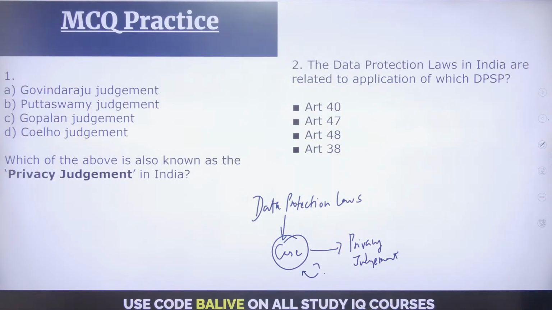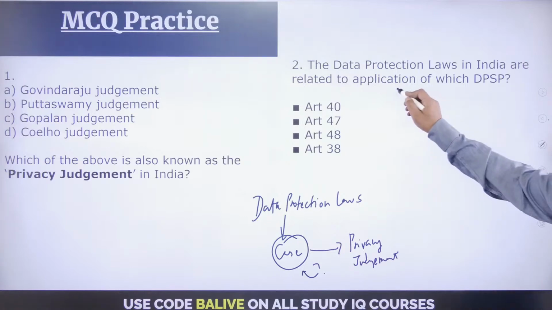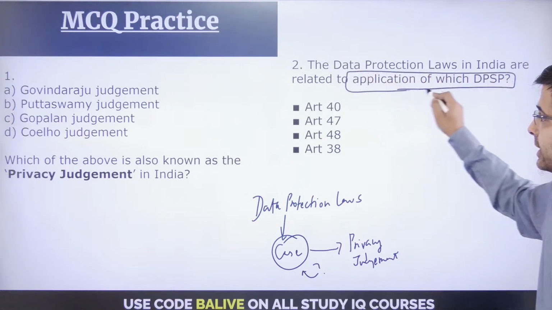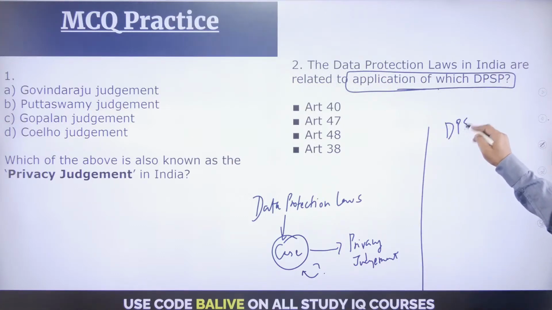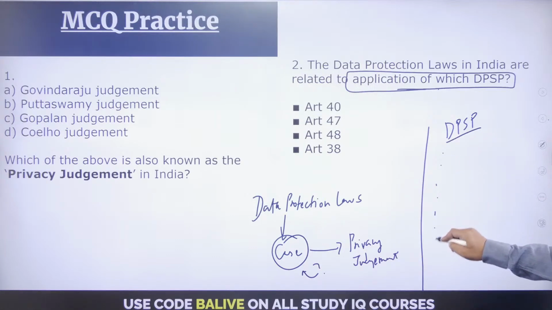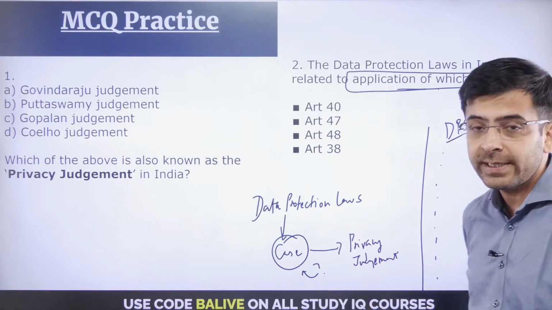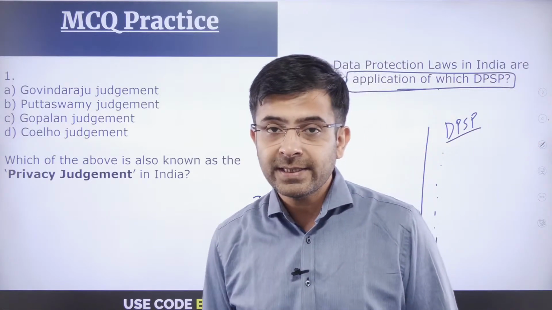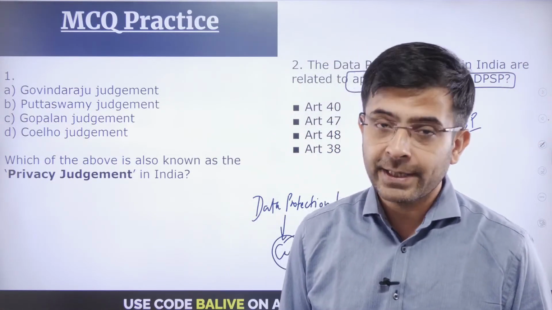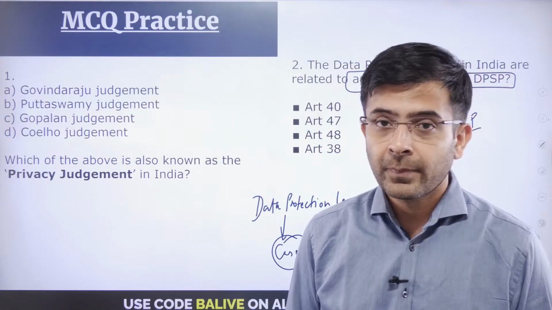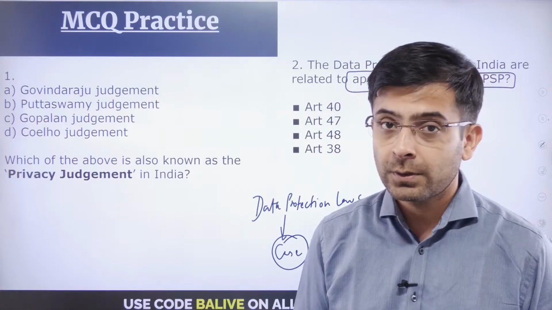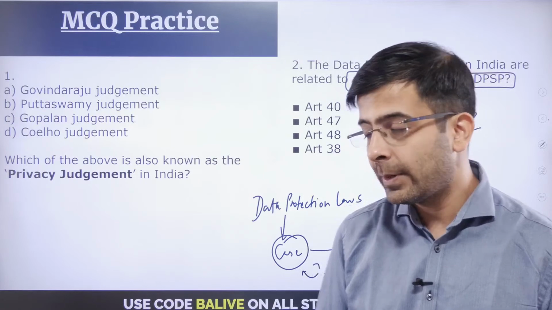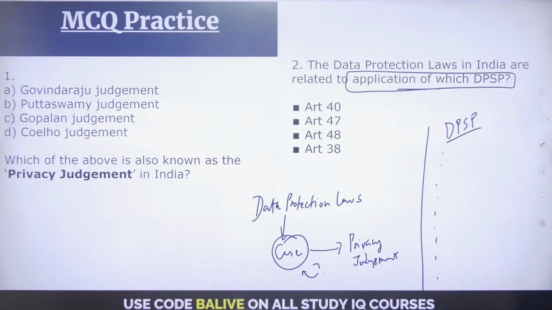Okay. Now the data protection laws in India are related to application of which directive principle of state policy? Okay. So if you have ever gone through your DPSPs, you will see each of them is a set of instructions to the state, right? Each of them is an instruction to the state, a non-obligation though. It's not obligatory, correct? So which DPSP talks about my data protection laws? Yes, broadly it does. So go ahead and have a look. Is it Article 40, Article 47, Article 48 or Article 38?